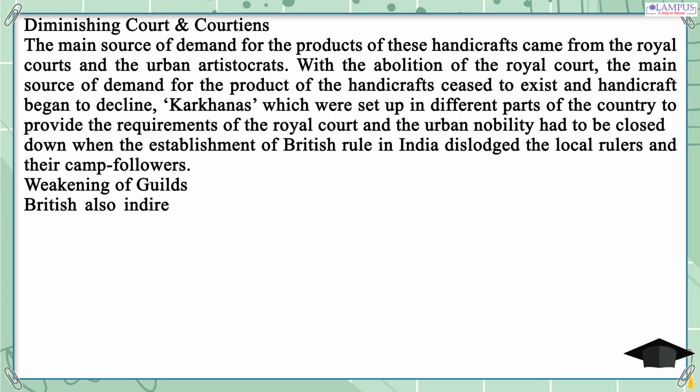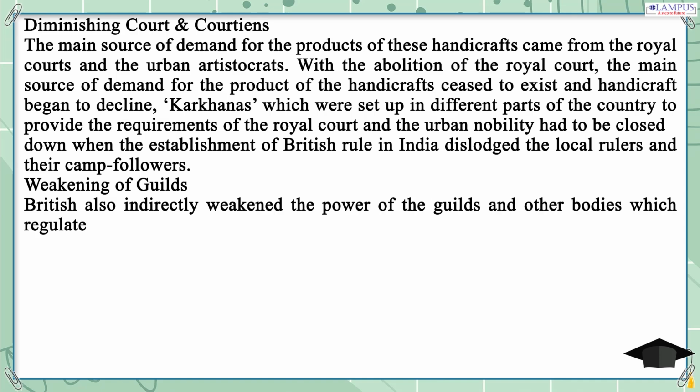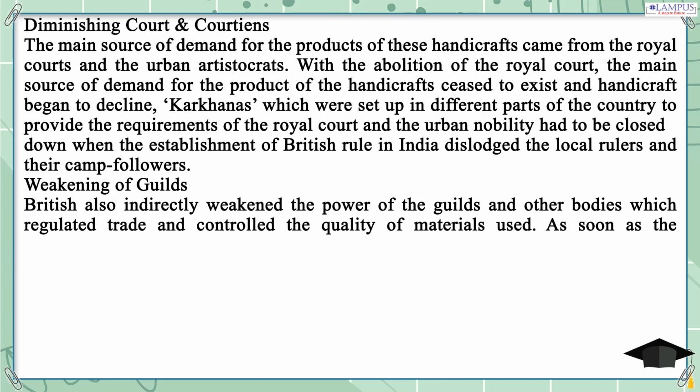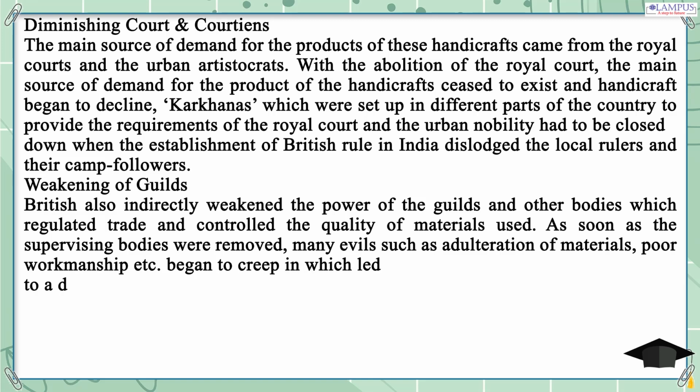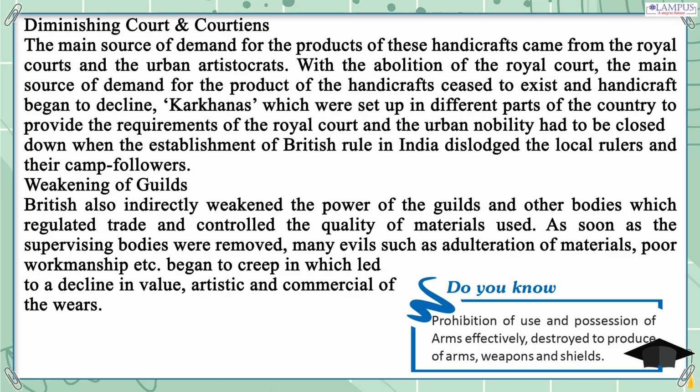Weakening of guilds. The British also indirectly weakened the power of the guilds and other bodies which regulated trade and controlled the quality of materials used. As soon as the supervising bodies were removed, many evils such as adulteration of materials and poor workmanship began to creep in, which led to a decline in value, artistic and commercial, of the wares. Do you know? Prohibition of use and possession of arms effectively destroyed the production of arms, weapons and shields.